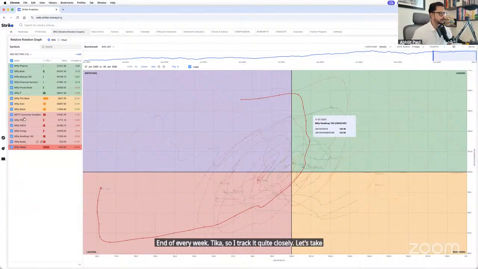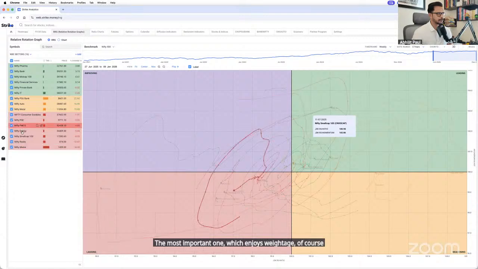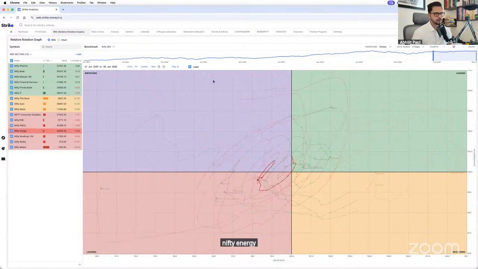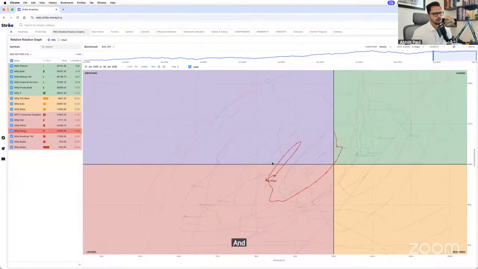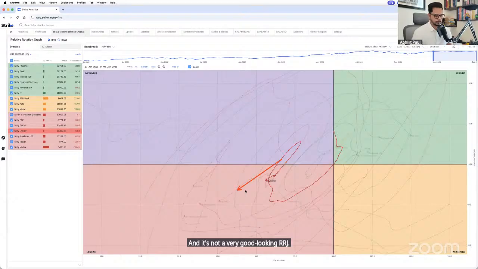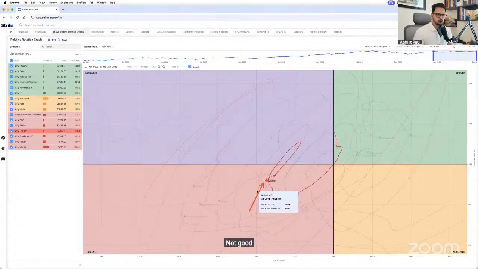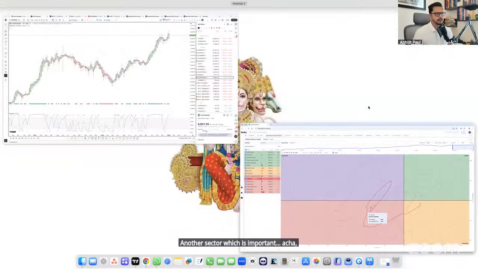Let's take a look. In this pocket, the names that I see here, the most important one, which enjoys weightage, of course, is Nifty Energy. This is where your Reliance, this is where all these guys fall into. And it's not a very good looking RRG. It has been particularly struggling, losing relative strength, momentum, picking up momentum, improving, now again going back. कुछ भी हो सकता है. And right now where we are, not good. That's energy.